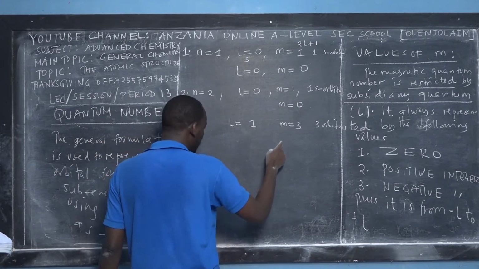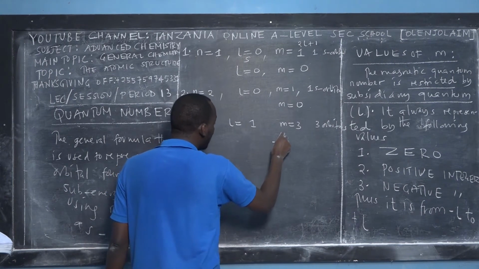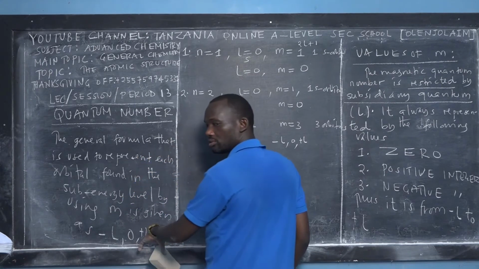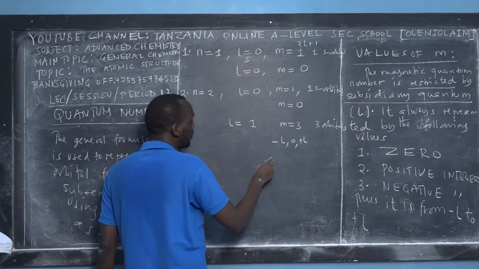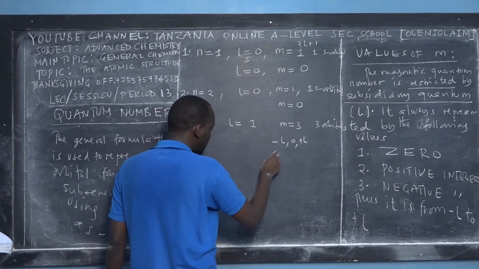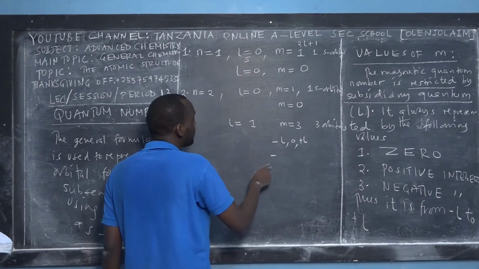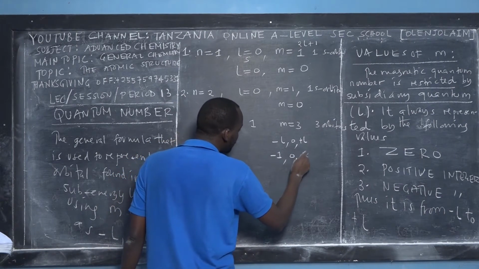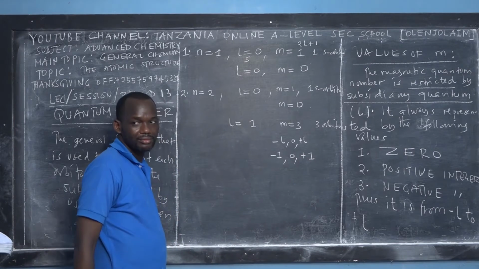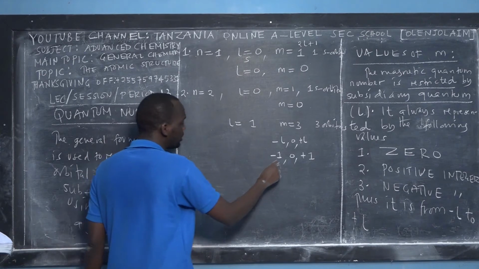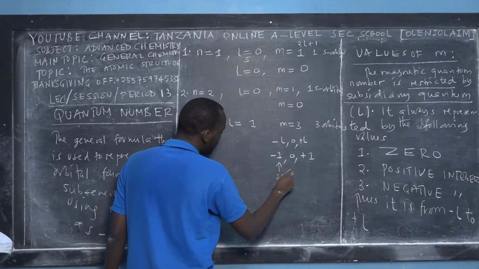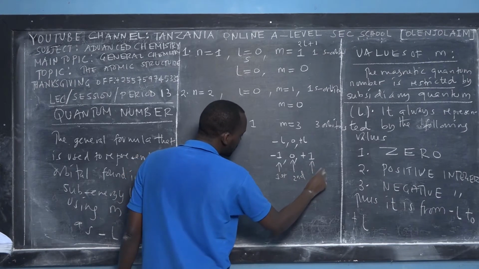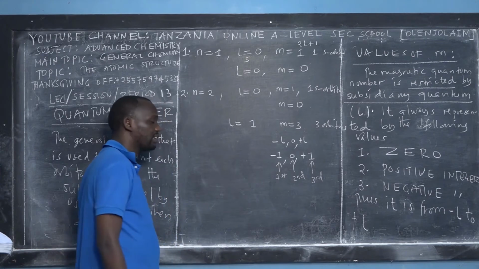We say that these 3 orbitals, the representation will be from negative L, comma 0, comma positive L. This is what I told you. So what do you mean? When L is equal to 1, then the 3 orbitals will be represented by these values of magnetic quantum number. So it will be negative 1, comma 0, comma positive 1. So this is the first orbital, this is the second orbital, this is the third orbital. That's why we say that when M is equal to 3, we have 3 orbitals.